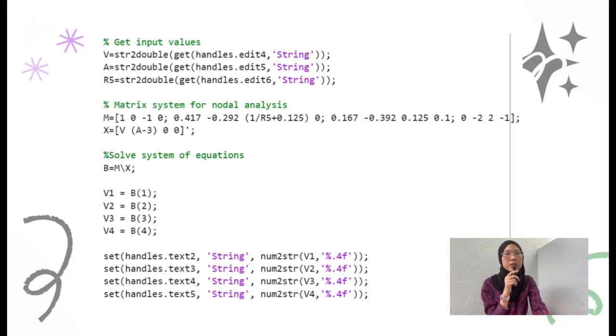Finally, the results are displayed in the GUI by updating the text box with the calculated voltage value formatted to 4 decimal places. This allows the user to easily input values and see the calculated node voltage automatically.